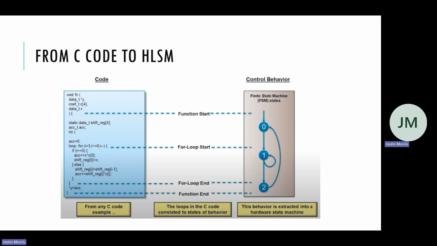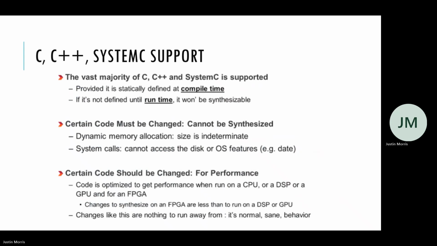Right? So like we have structures for what a loop would look like. We have structures for what if statements, if else statements look like, while statements. The only thing that we have to make sure is that this C code is structural. So you can't have any pointers. So in terms of support from C and C++, the vast majority of these languages are supported by the HLS tool.